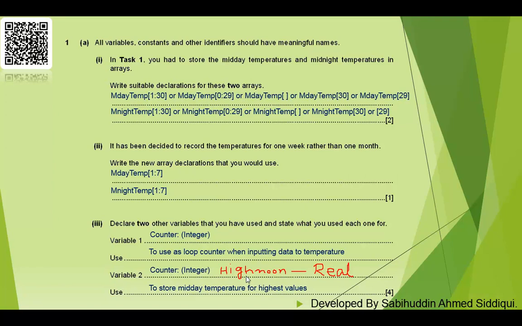It could be HN or noon, whatever you would like to use, but the data type must be real. The use of this variable is to store midday temperature for highest values. This is also the midday temperature array, right? So in this first part of question number 1, you can see that the 3 parts you have solved have a relation with task 1, and you have to answer the questions related to this task 1. Now moving on to next.